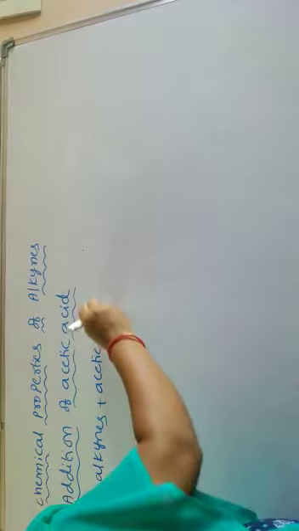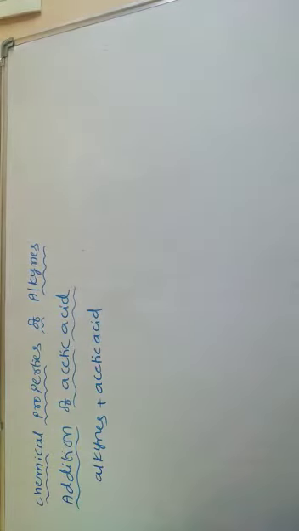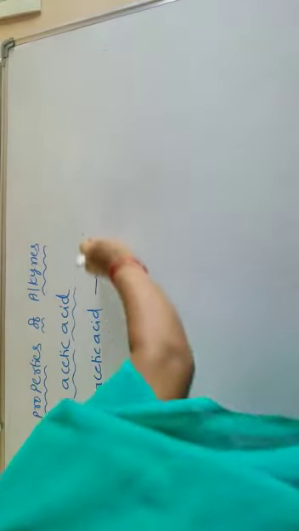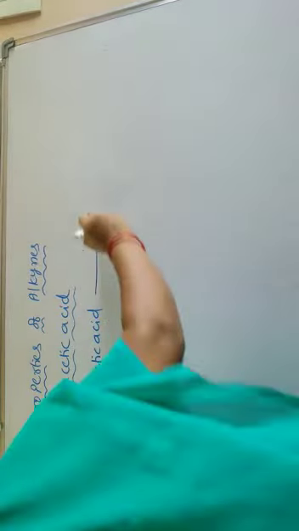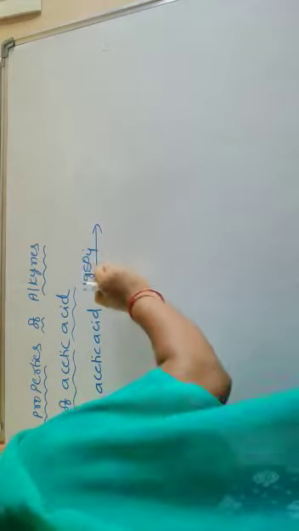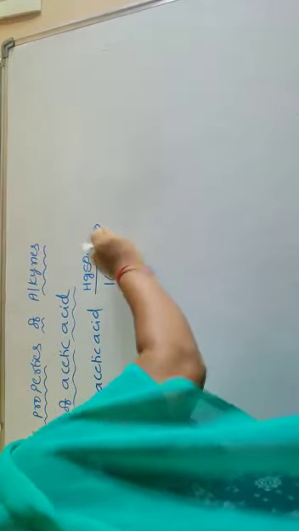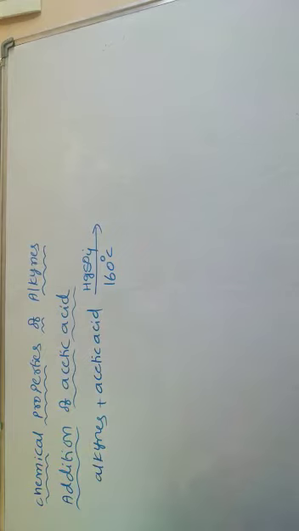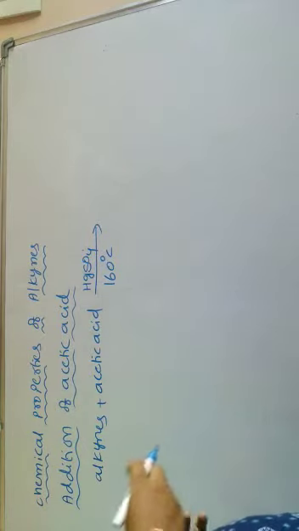So alkynes combine with acetic acid. The addition of acetic acid to alkynes takes place in the presence of mercuric sulfate or zinc acetate or BF3 at 160 degrees Celsius. The corresponding addition takes place and forms vinyl acetate and then ethylidene acetate.